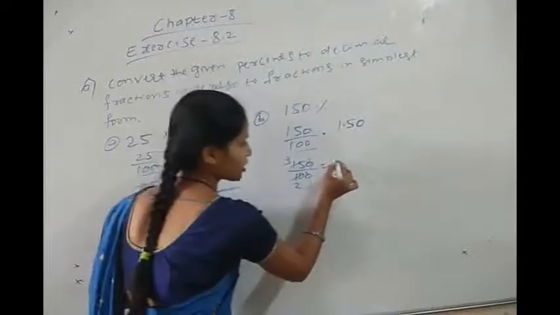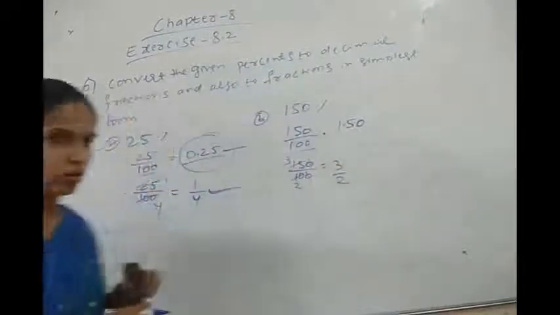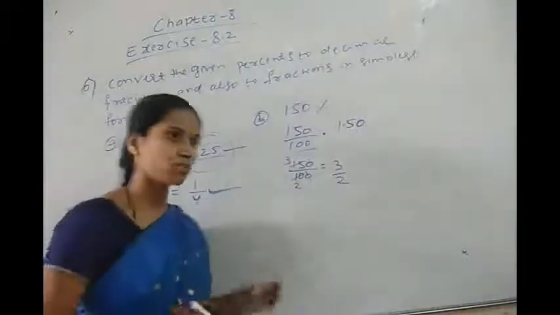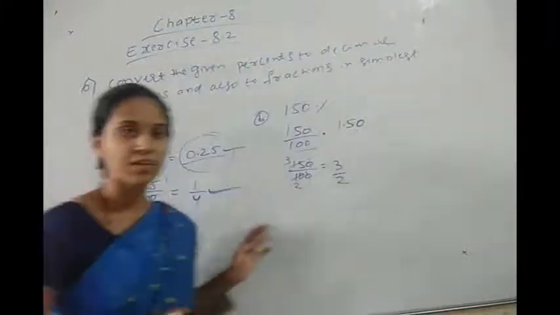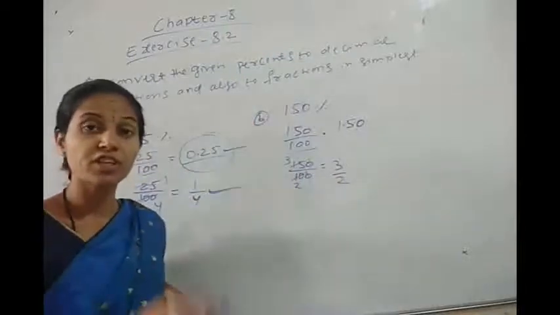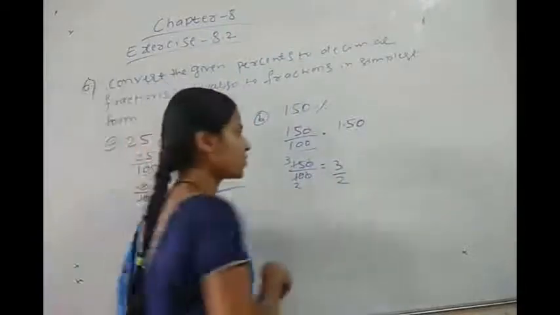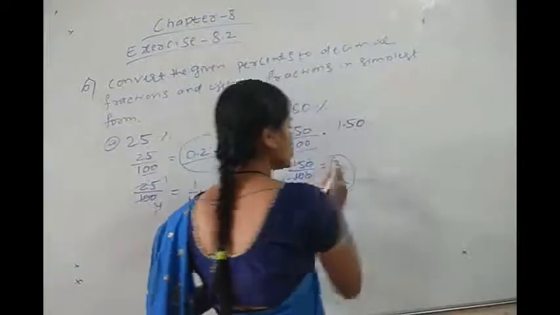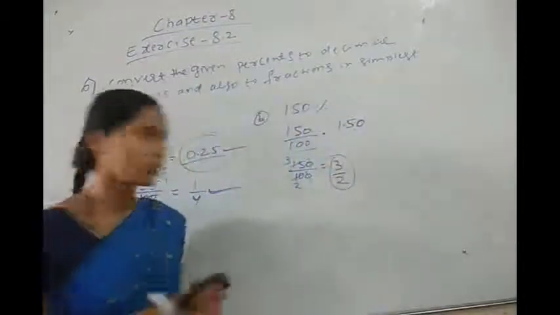Now check whether 3 by 2 is in its simplest form or not. If it is not in its simplest form, make it in its simplest form. Reduce the given fraction to its simplest form if it is not there in its simplest form. Okay, now let us first of all check whether 3 by 2 is in its simplest form or not.